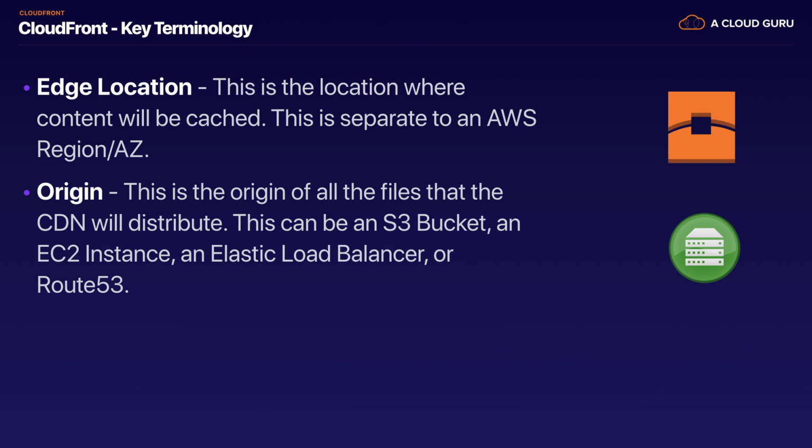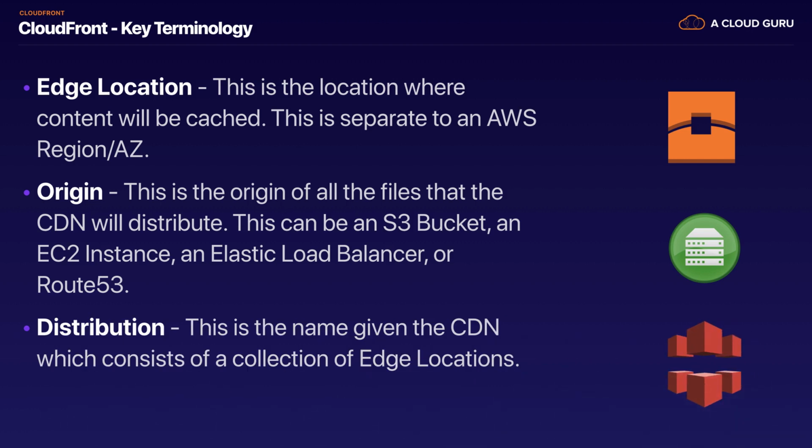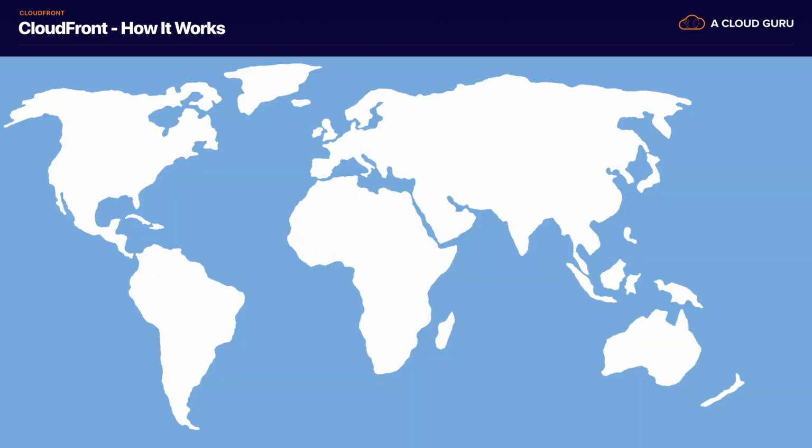In the next lecture, we're going to use an S3 bucket as our origin. And then finally, we have our distributions. This is the name that's given to the CDN, which is essentially a collection of edge locations. So we're going to create a distribution. We'll do that in the next lecture. So let's have a look at how CloudFront actually works.